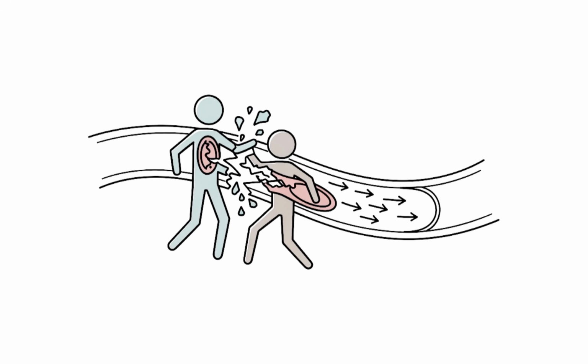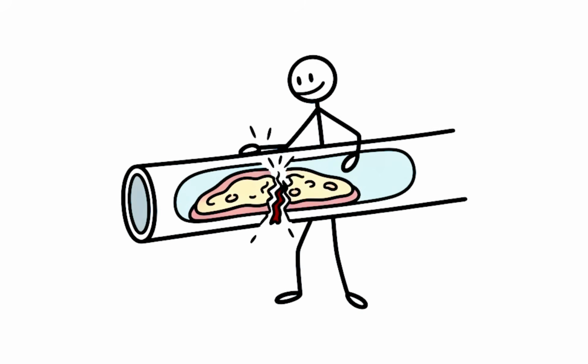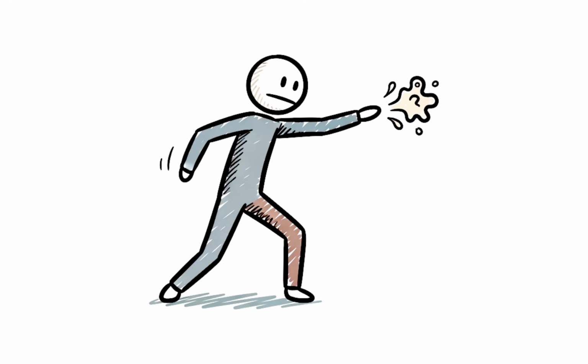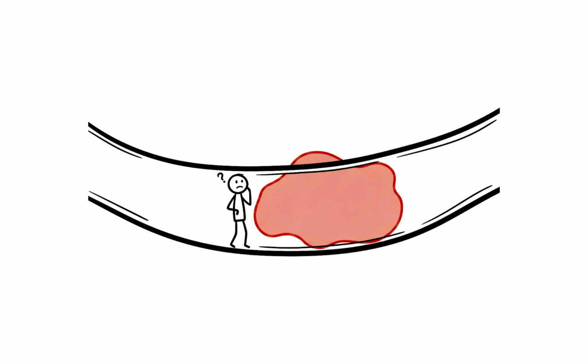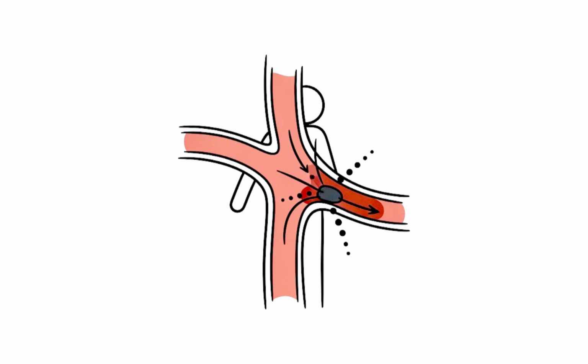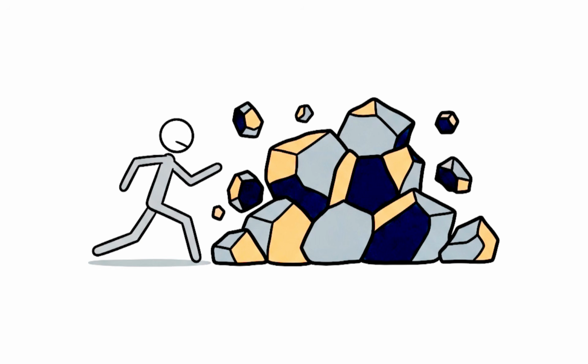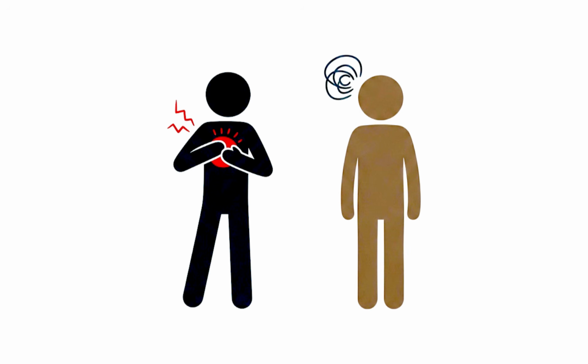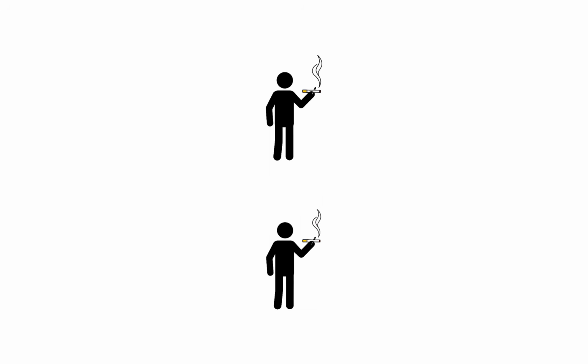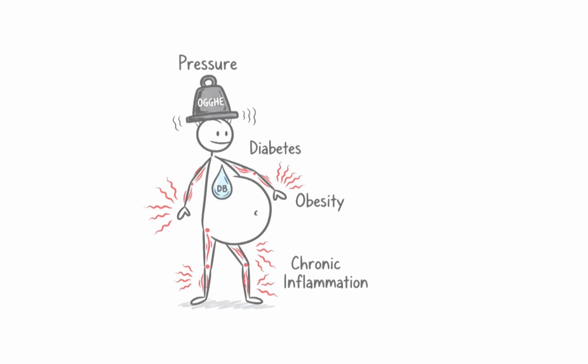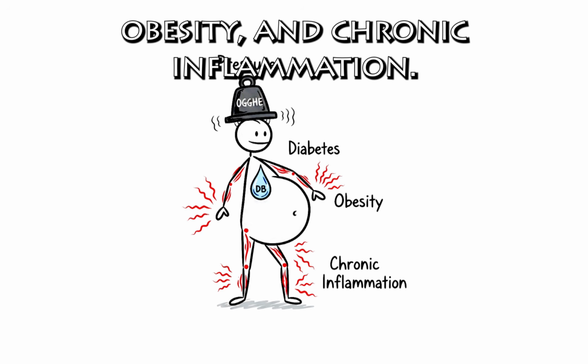Plaques can also become unstable and rupture. When this happens, the body responds by forming a blood clot at the site of the rupture. A clot can partially or completely block the artery, abruptly stopping blood flow. This sudden blockage is a common cause of heart attacks and ischemic strokes. Risk factors include high cholesterol, smoking, high blood pressure, diabetes, obesity, and chronic inflammation.